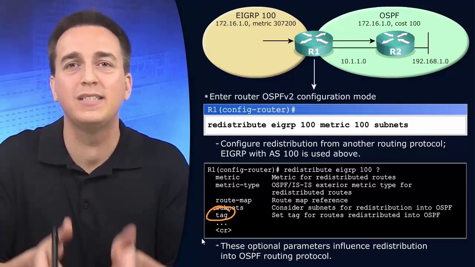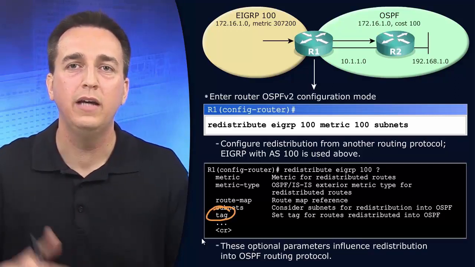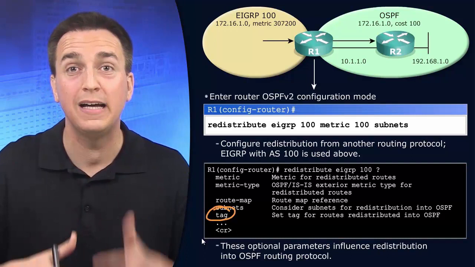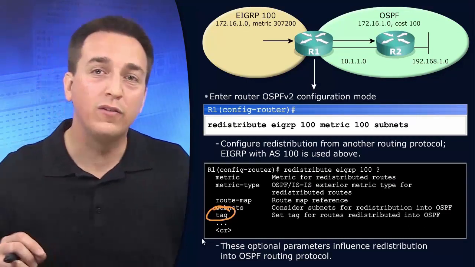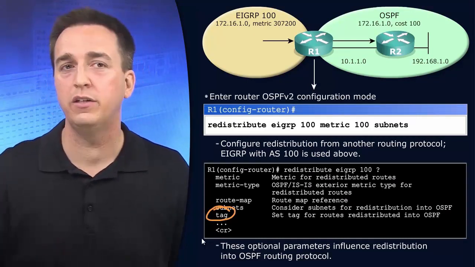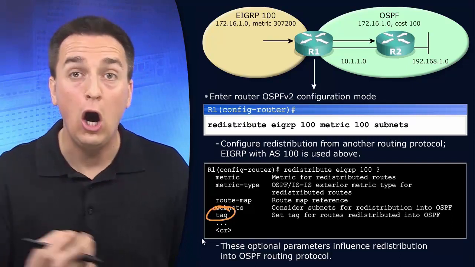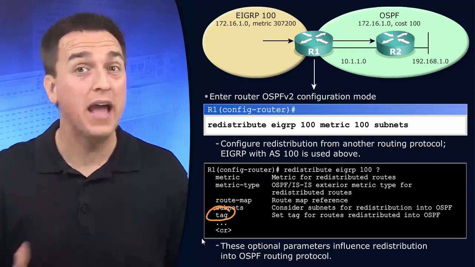Well, this is what we're doing. We're just tagging these routes at the redistribution point. So now there's an identifier on them. So if later on we want to do something to these routes, we can just call upon them by the tag we've given them.